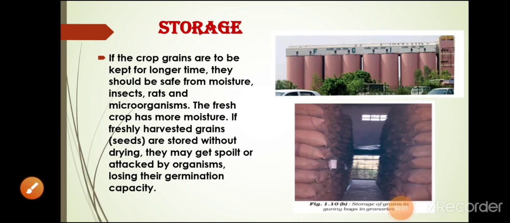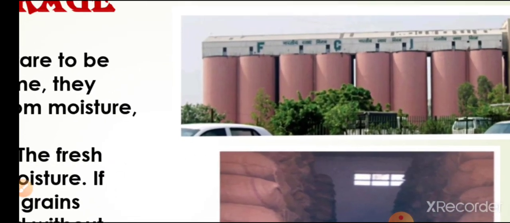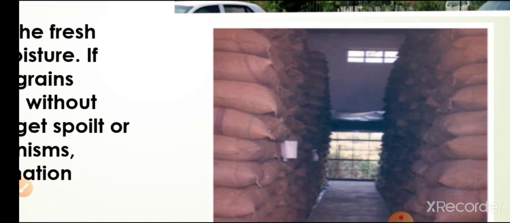Our next topic is storage. Storage is the last step of agricultural practices. Students, grains obtained by threshing are dried in the open to prevent the growth of microorganisms on them. So the dried grains are stored in suitable containers which we call bins or in jute bags. The storage of grains on a large scale is done in granaries and silos. Now you can see here these are the silos and these are the granaries.